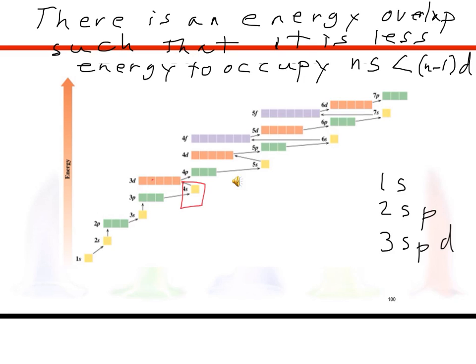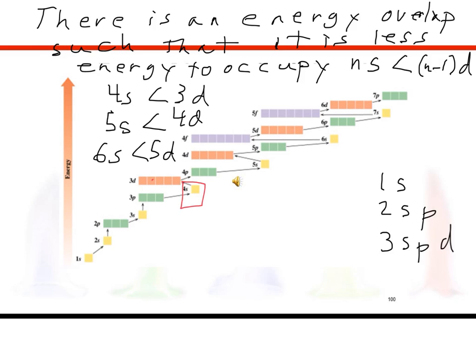It's less energy to occupy an ns orbital than it is to occupy the n-1 d orbital. In other words, the 4s has less energy than the 3d, and that overlap trend continues. It takes less energy to live in the 5s than it does to live in the 4d. It's less energy to live in the 6s than it is to live in the 5d. I like to use a Simpsons analogy to help explain this.